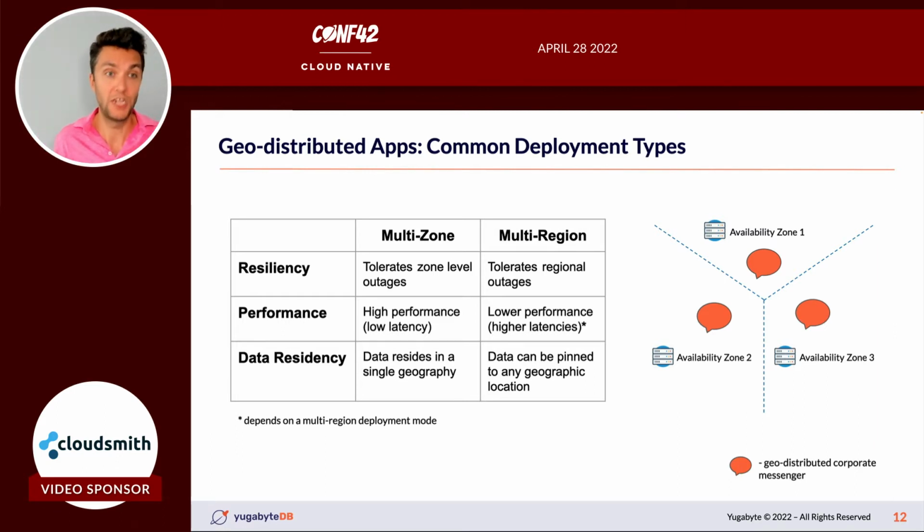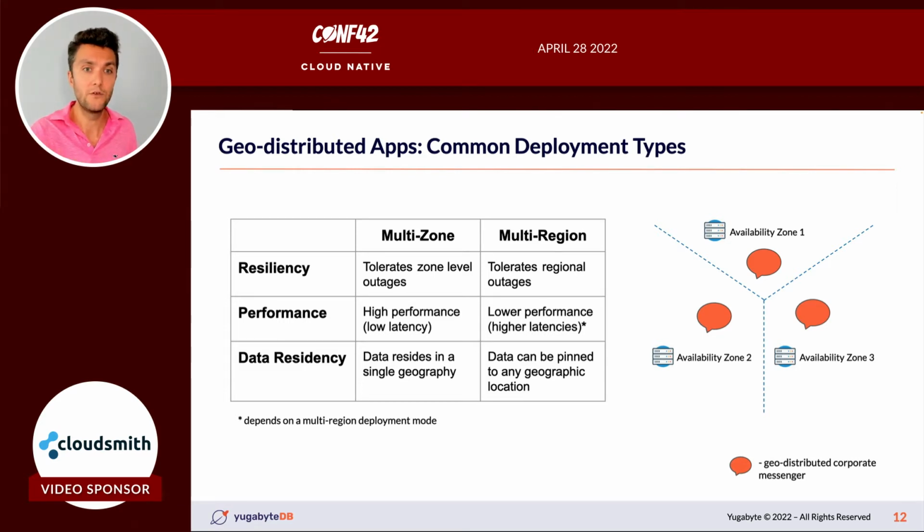And when it comes to geo-distributed apps, there are two primary deployment modes. When we are talking about geo-distributed apps, they have to be resilient and withstand various cloud outages. They have to be performant, even if you deploy them across multiple zones or regions, and they have to comply with data residency requirements if necessary.